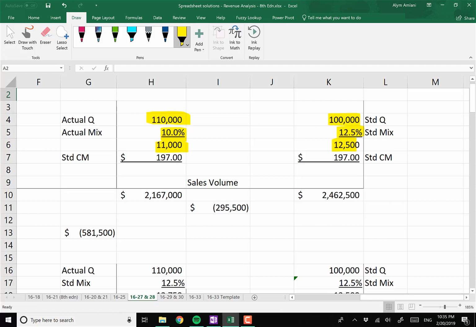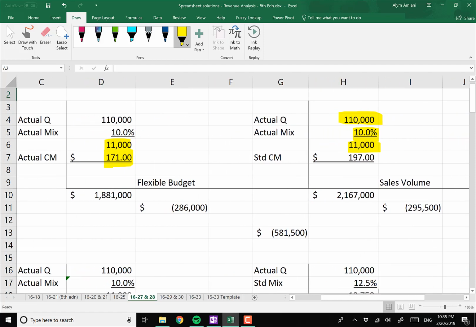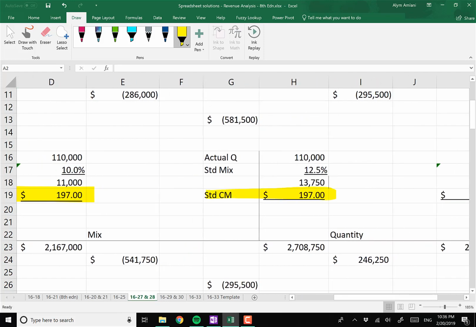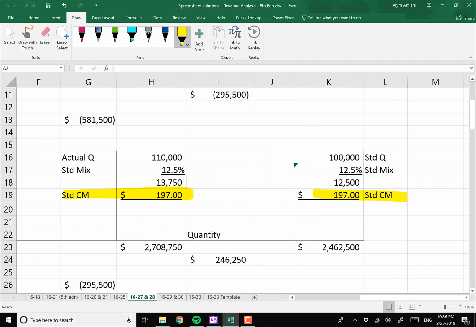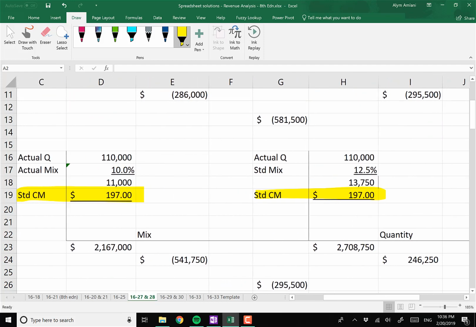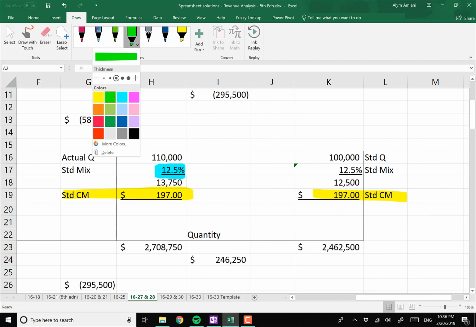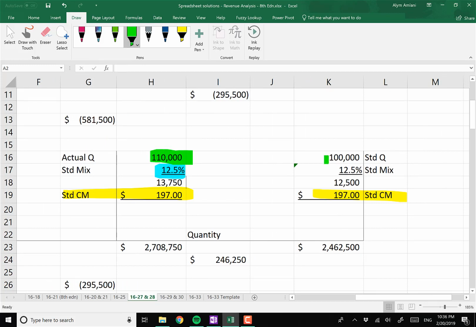So we need to see, was that because of the quantity, or was that because of the mix, or is it a combination of both? Okay, so let's drill down. If we take a look here at the Slate Pro, the most important thing I would like to point out very quickly here is from a memory perspective, this is at standard, this is at standard, and this is at standard. On the mix side, we are varying the mix from 10% to 12.5%. On the quantity side, we're varying the actual quantity compared to the standard quantity.